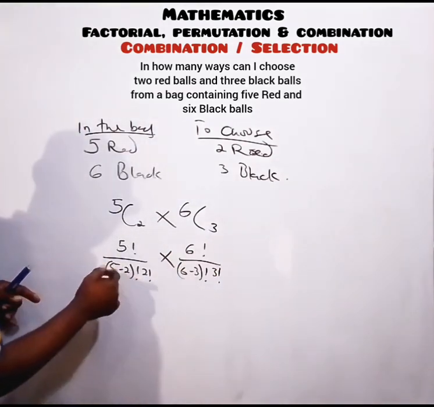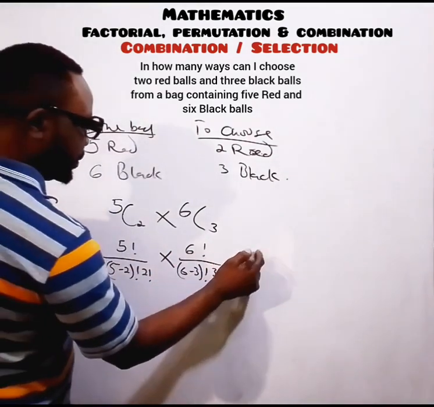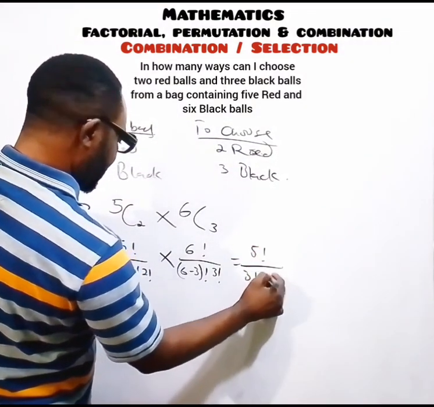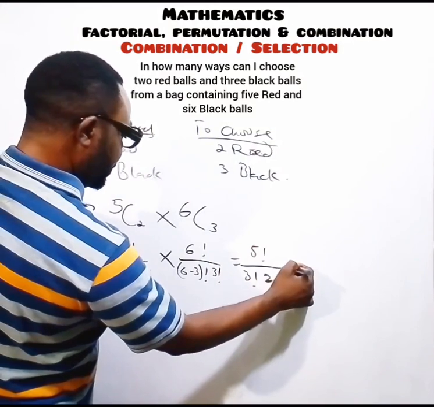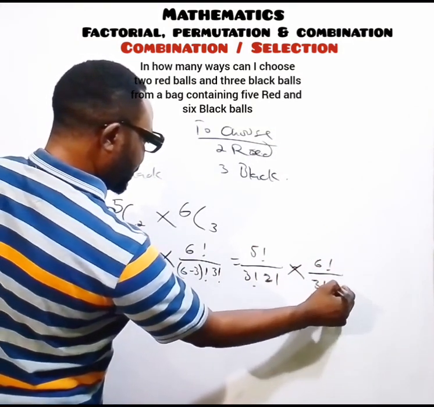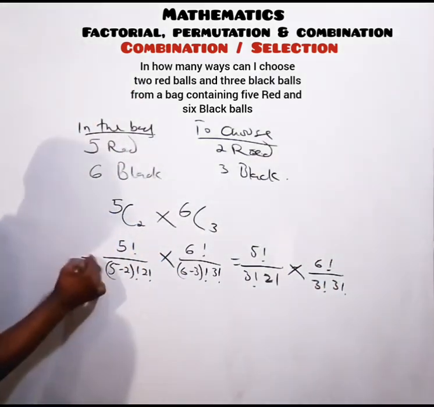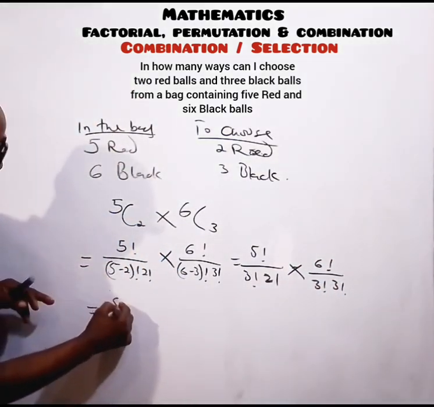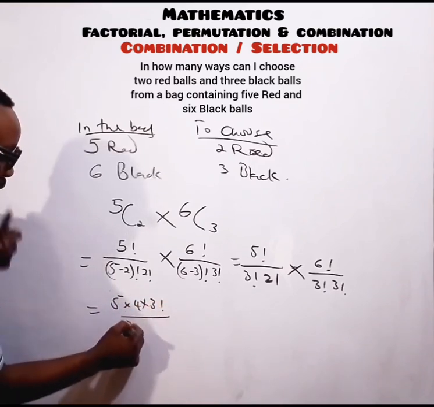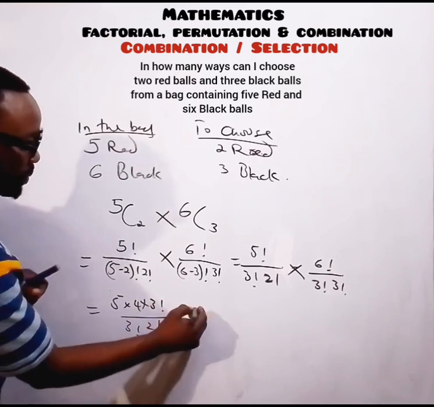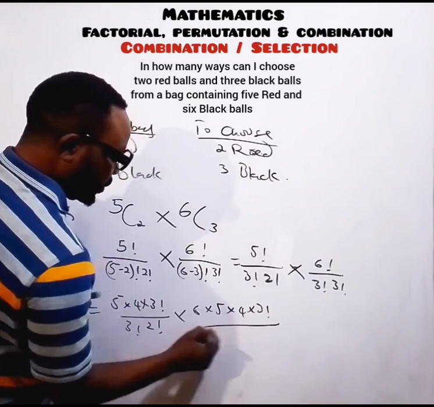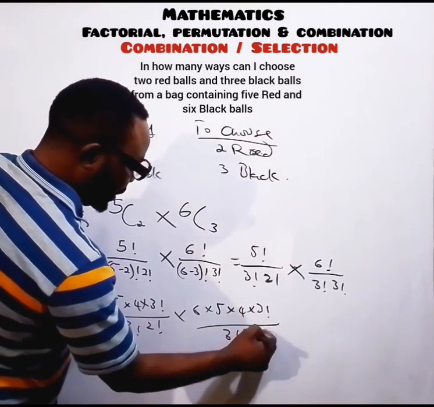So it becomes 5 factorial all over 3 factorial 2 factorial, multiplied by 6 factorial all over 3 factorial 3 factorial. So we have 5 times 4 times 3 factorial all over 3 factorial 2 factorial, multiplied by 6 times 5 times 4 times 3 factorial over 3 factorial multiplied by 3 factorial.